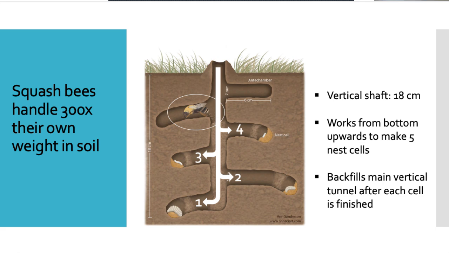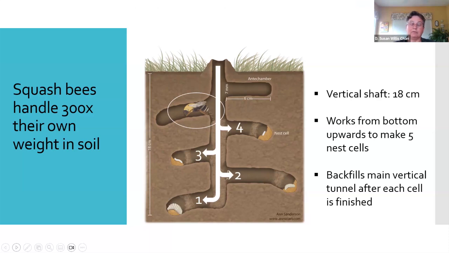So this is what a nest looks like, and you can see the bee is backfilling her nest. You can see that each of these cells has a mud door, so to speak. She starts at the bottom and works upwards. The females are at the bottom of the nest, the males are at the top, and the nest is about 18 centimeters or about 7 inches deep.